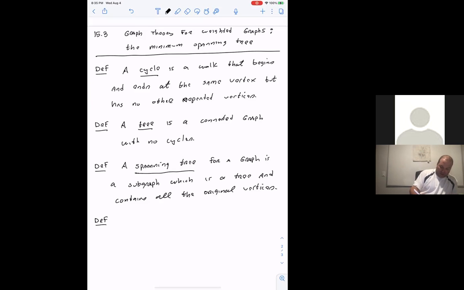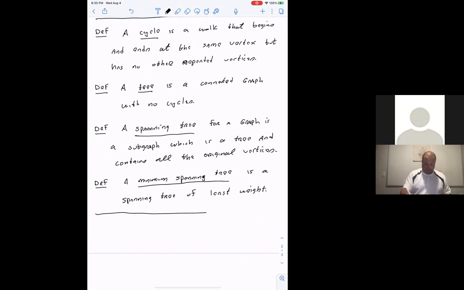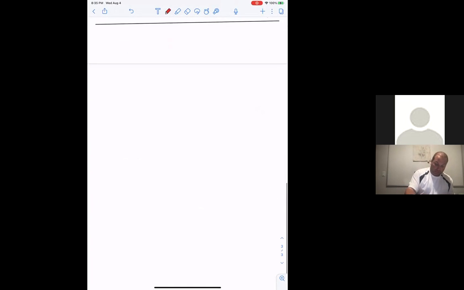And finally, definition, a minimum spanning tree. A minimum spanning tree is a spanning tree of least weight. So when you add the weights, you might have more than one possible spanning tree, and each of the spanning trees will have a different weight. A minimum spanning tree is one of least weight. And the goal of this section is, given a graph, to find its minimum spanning tree. And we're going to illustrate this with the following example.